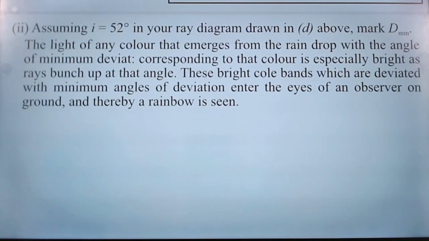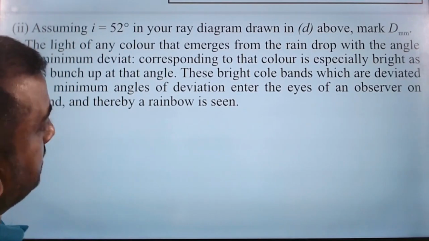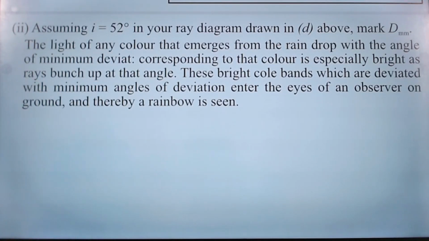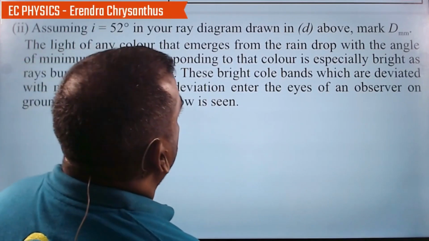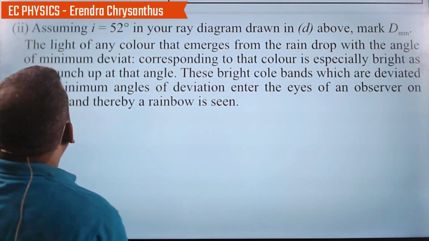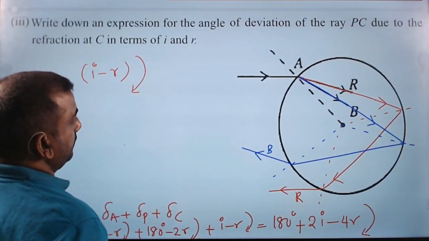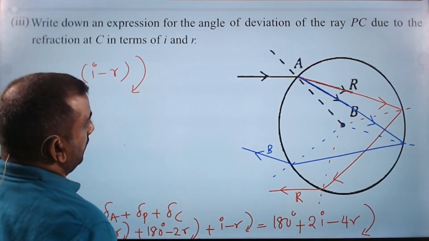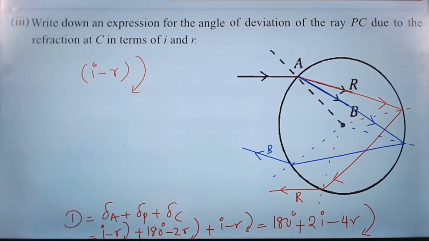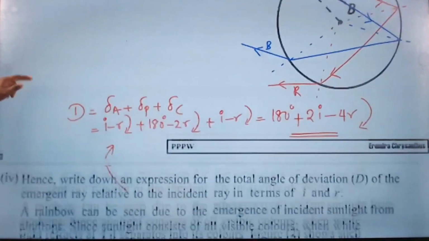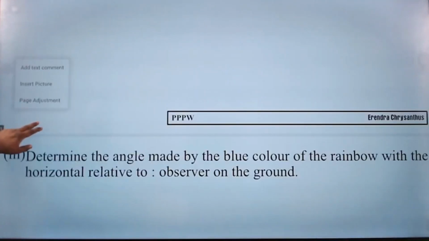Assume I is 52 in your ray diagram drawn in D above. The corresponding color is especially bright, as rays bunch up at an angle. These bright color bands, at minimum deviation, enter the eye and thereby a rainbow can be seen. So you have to mark it. Marking the minimum deviation above. You can mark it here, or I will draw it here again.